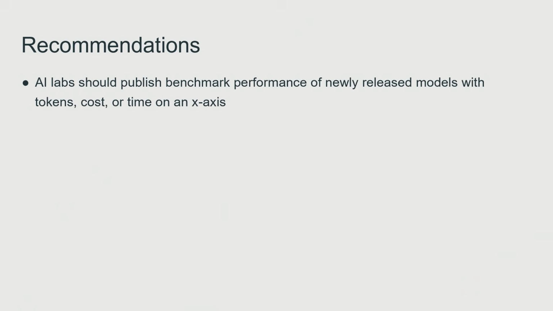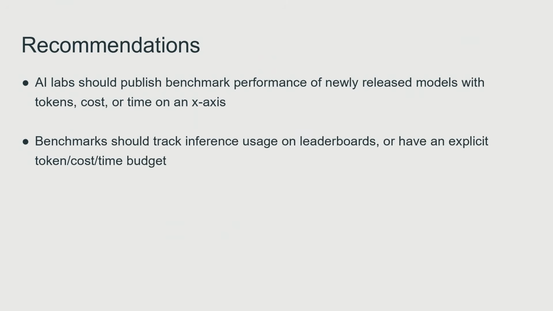Okay, so concrete recommendations. One, I think AI labs should publish benchmark performance of newly released models with an x-axis of either tokens, cost, or time. There are trade-offs for all those different x-axes, but I think any of them are an improvement over what we have today. Two, I think benchmarks should track inference usage on leaderboards.